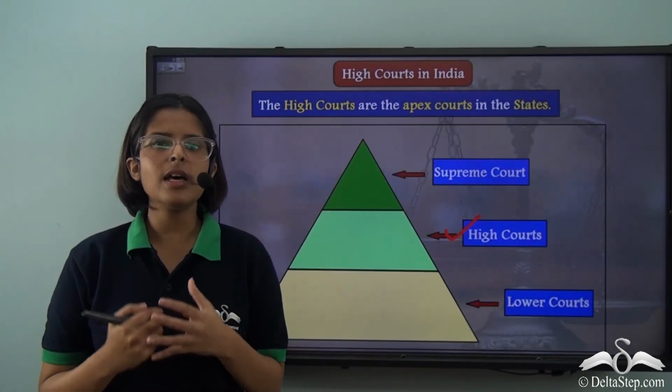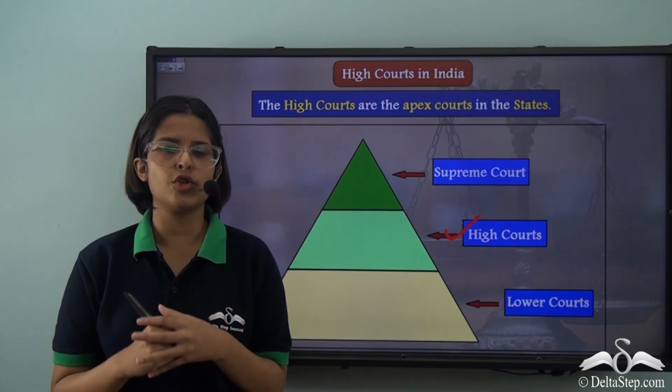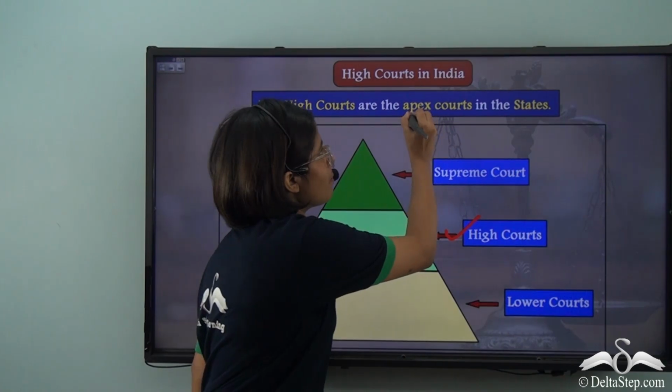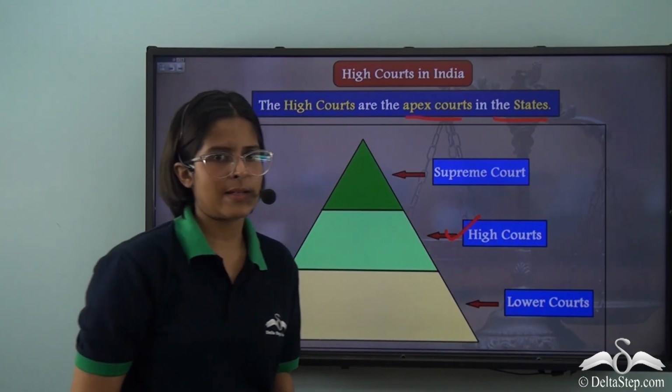As we've seen, the High Courts are the highest judicial authority at the state level. So the High Courts are the apex courts in the states.